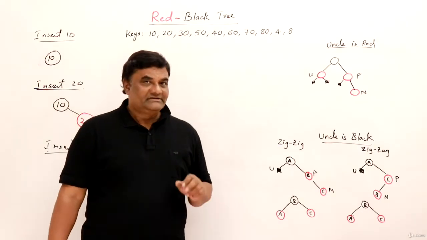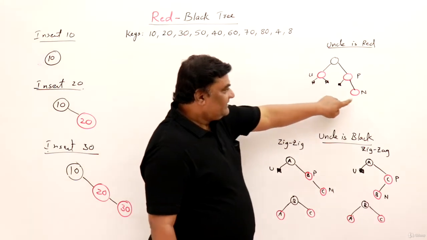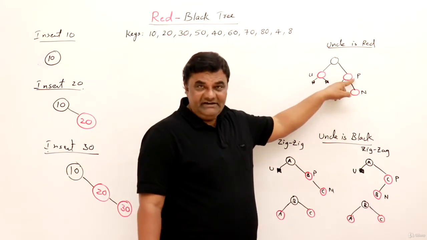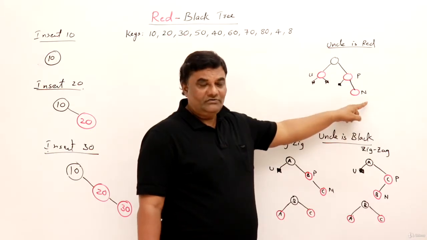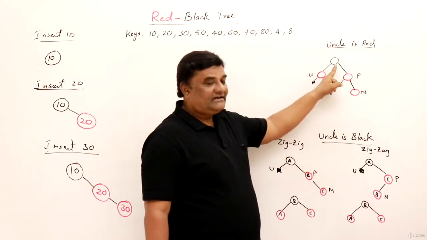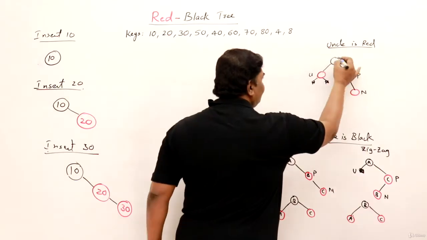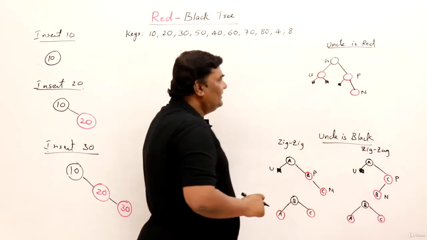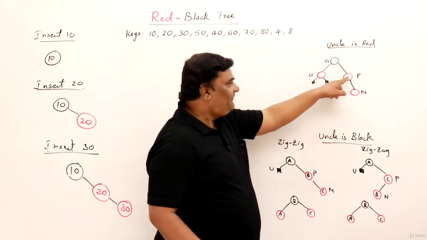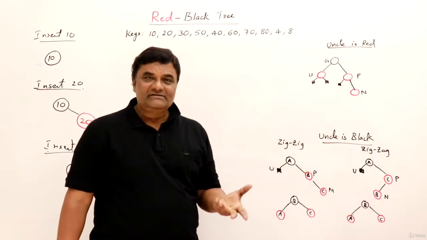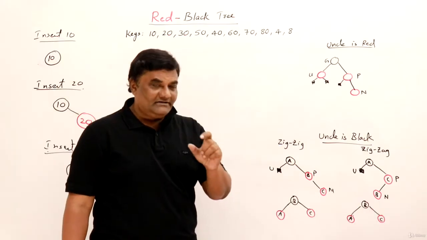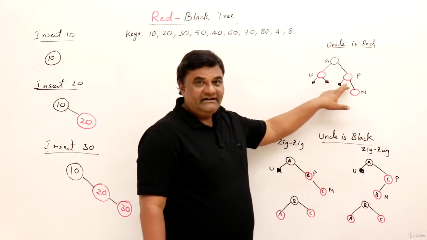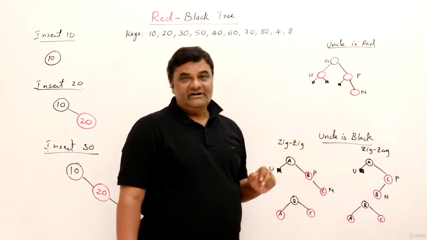Here I have examples. See this. This is a newly inserted node and its parent is red. This P is for parent, N is for newly inserted node. And this is grandparent. So I'll write G here. And this is uncle for this node. So it means the sibling of a parent. So sibling of parent means uncle, right? So we use the term uncle here. So for a newly inserted node, its parent is red and its uncle is also red.